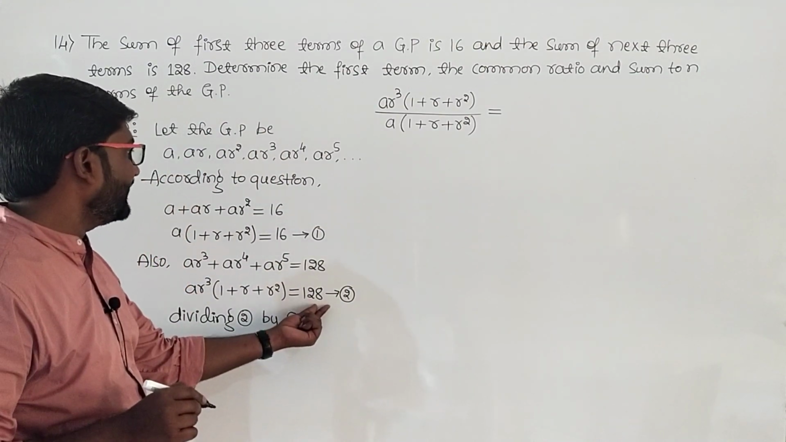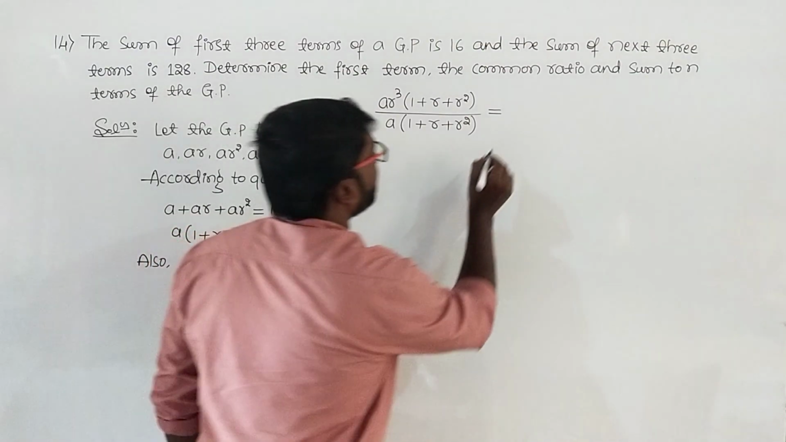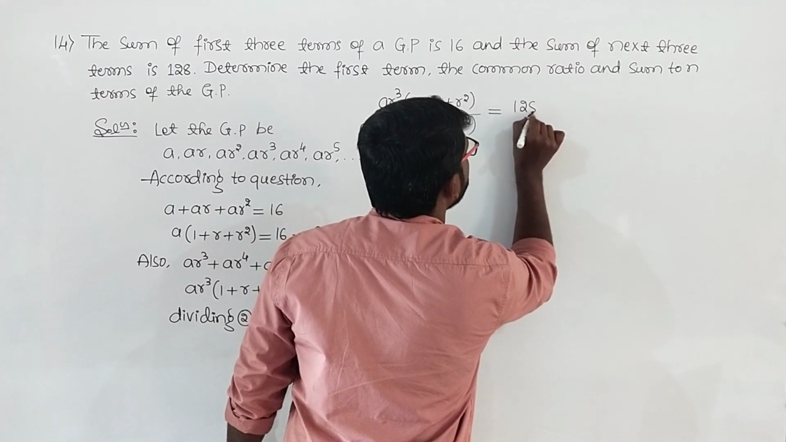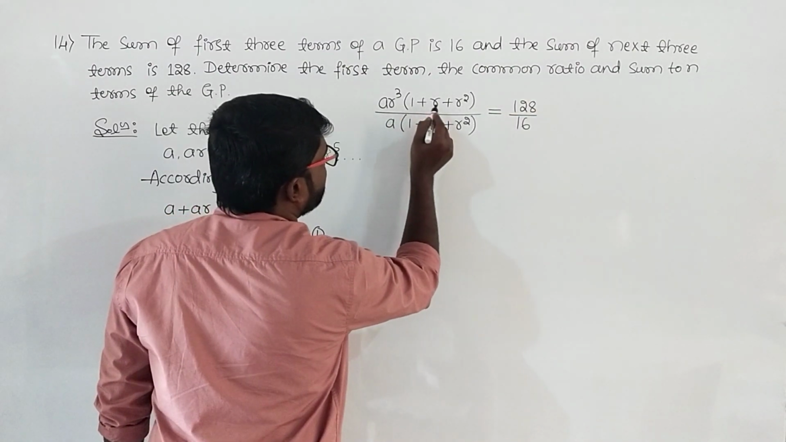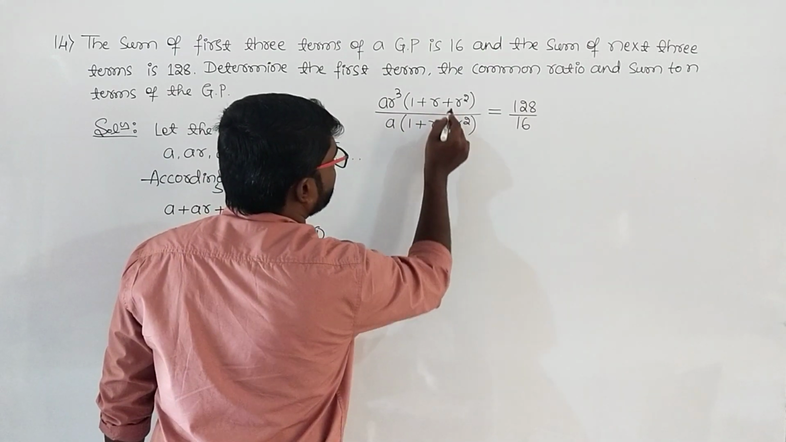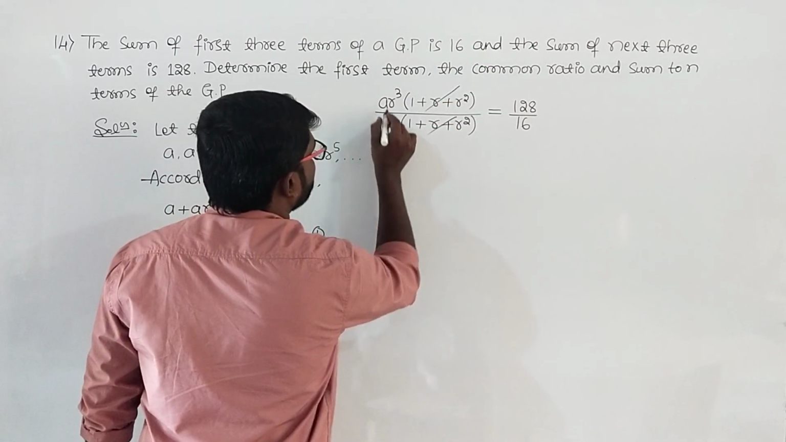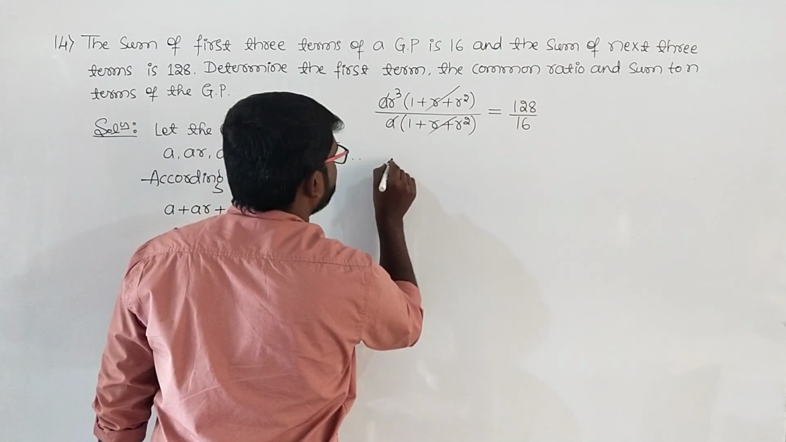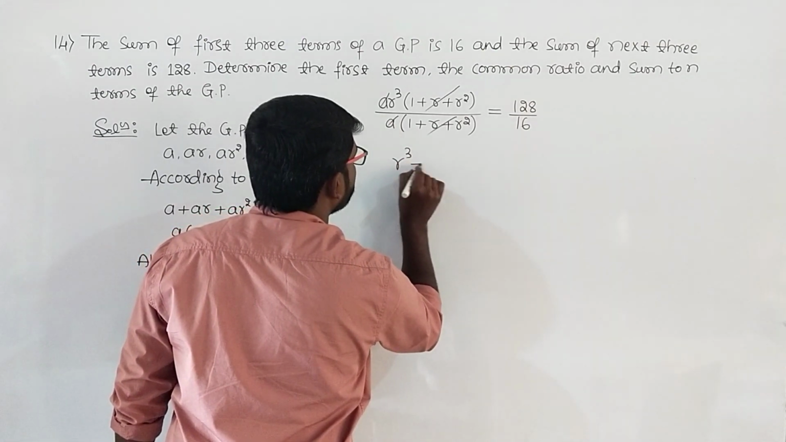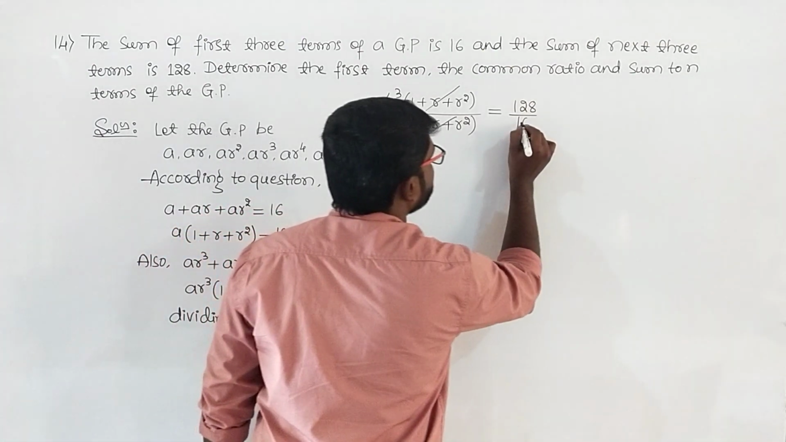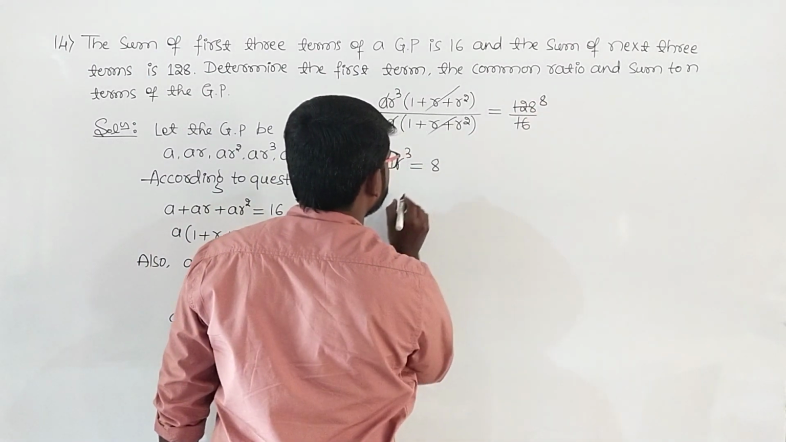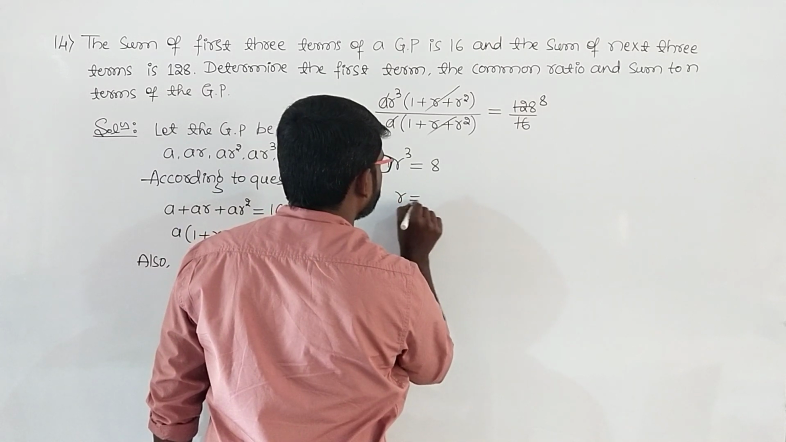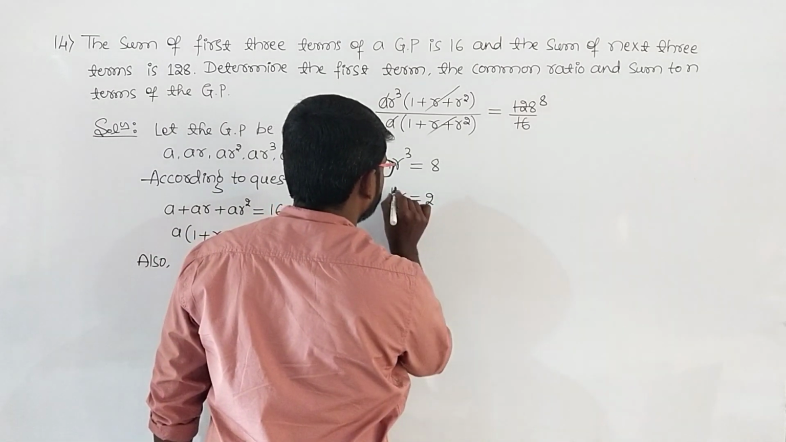It is 128 divided by 16. So here 1 plus R square and 1 plus R square both get cancelled. So A and A get cancelled. R cube, which is equals to, so it is 16 ones and 16 eights. So R cube equal to 8. That means R, which is equals to 2.